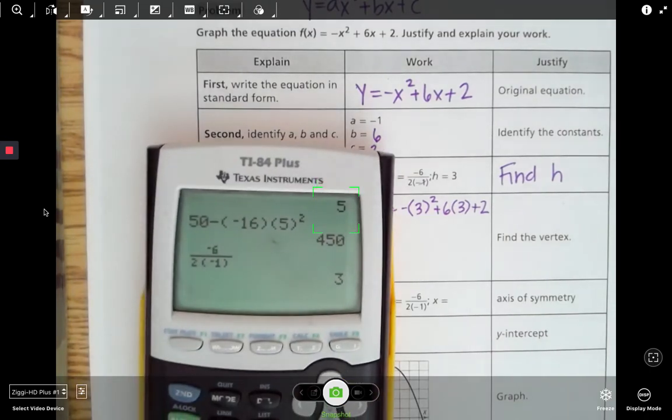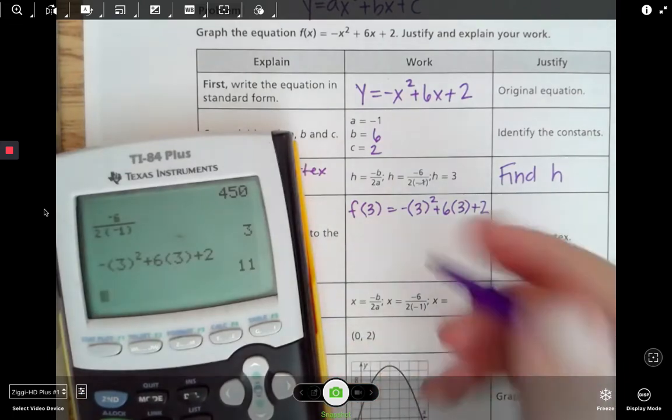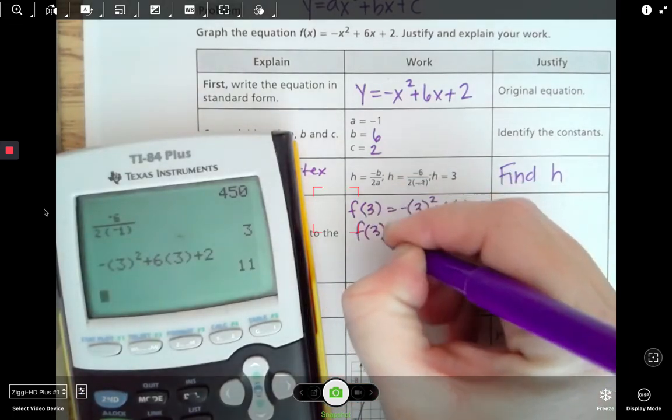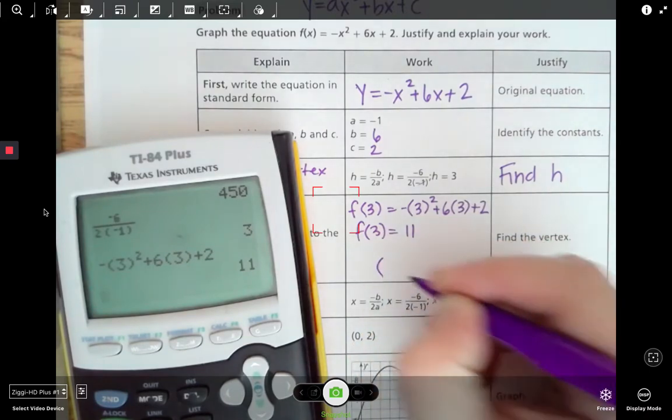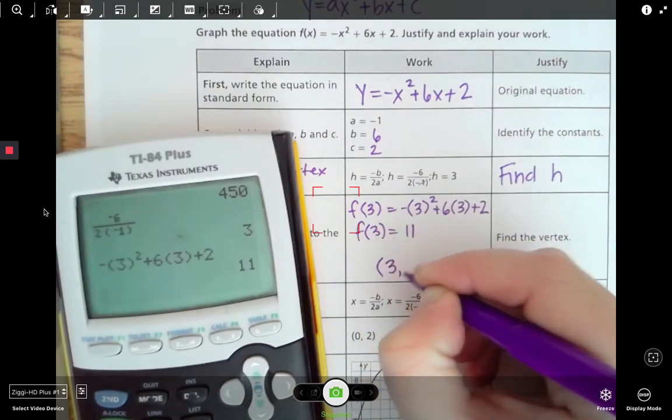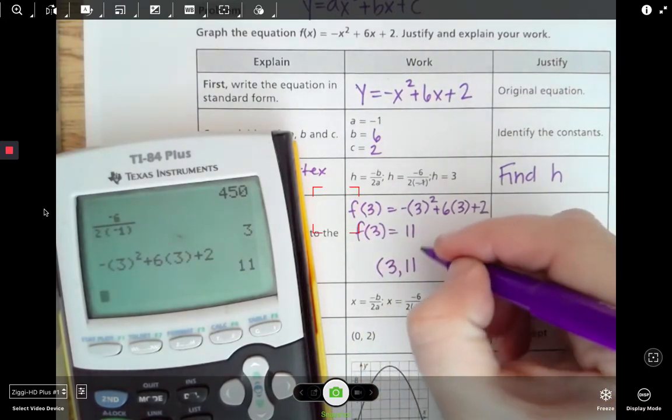So again, I put this in my calculator. It's important that you leave that negative on the outside, because if not, you're going to get a wrong answer. Ooh, I forgot my plus sign. That's important as well. And so we get f of 3 equals 11. Well, what does that mean? That's my y value now of my vertex. So I know my vertex is at (3, 11).